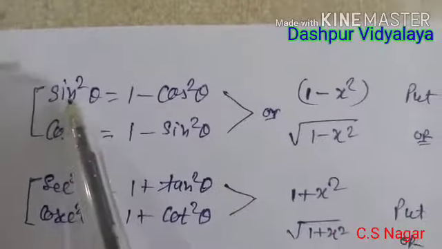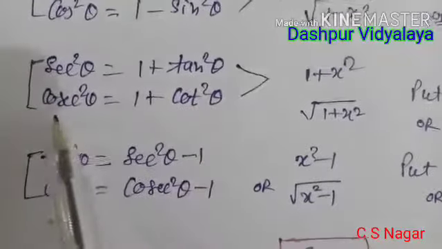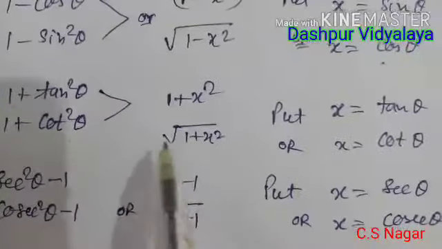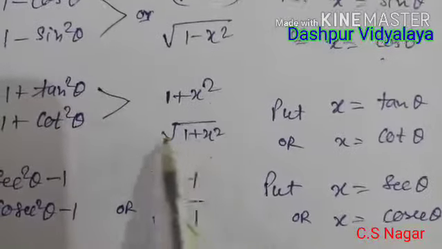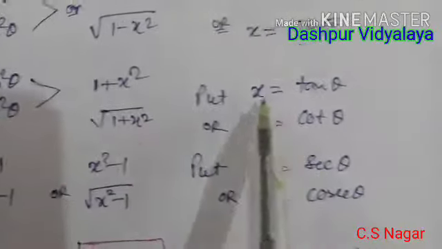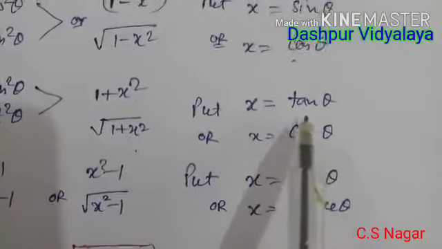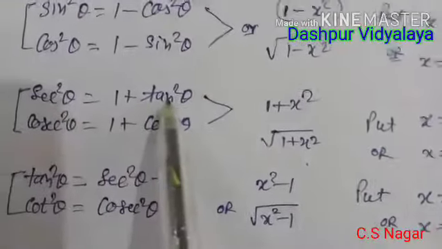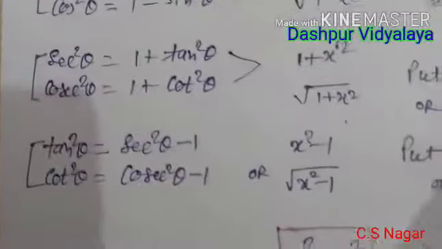Now, since sec square theta is equal to 1 plus tan square theta and cosec square theta is also 1 plus cot square theta, in our exercise, if there is 1 plus x square or under root 1 plus x square in some inverse function, then once again in place of x, we will put x is equal to tan theta or x is equal to cot theta. Suppose if you put x is equal to tan theta, then it will be 1 plus tan square and this will be converted into sec square, and the same in cot theta.